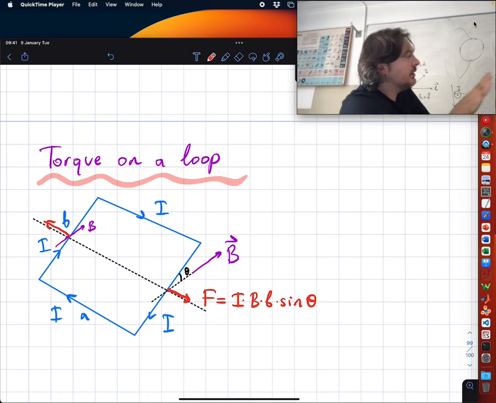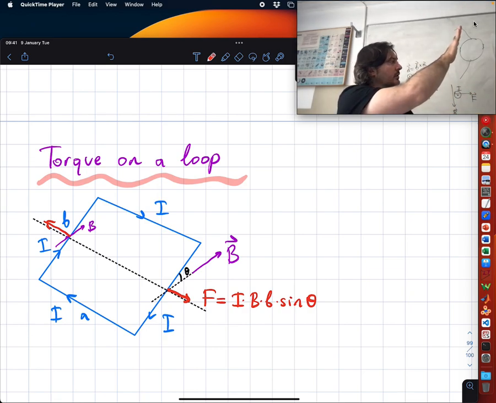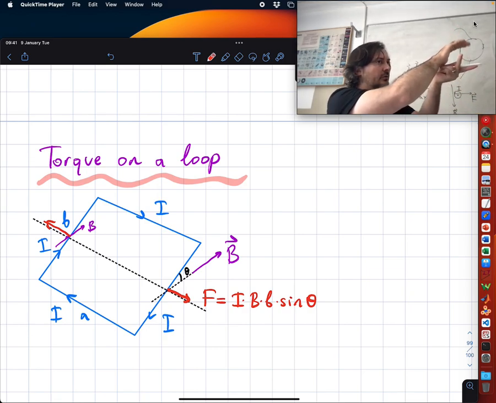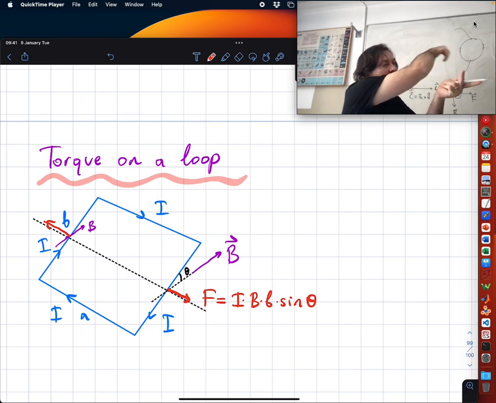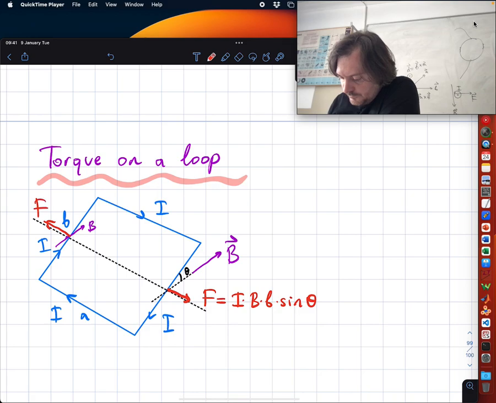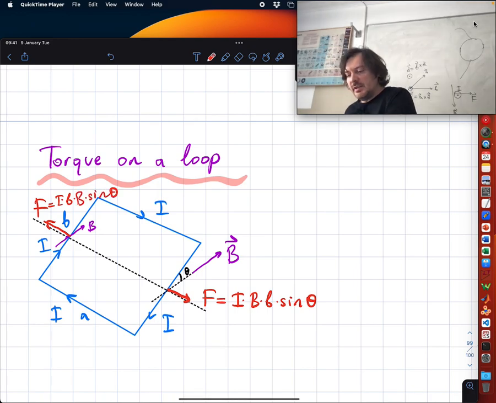B part. I goes like this, right? B is in this direction, so F is like this. Good. The same magnitude, I B times sine theta. Will these forces create any torque on this loop? No, they won't.